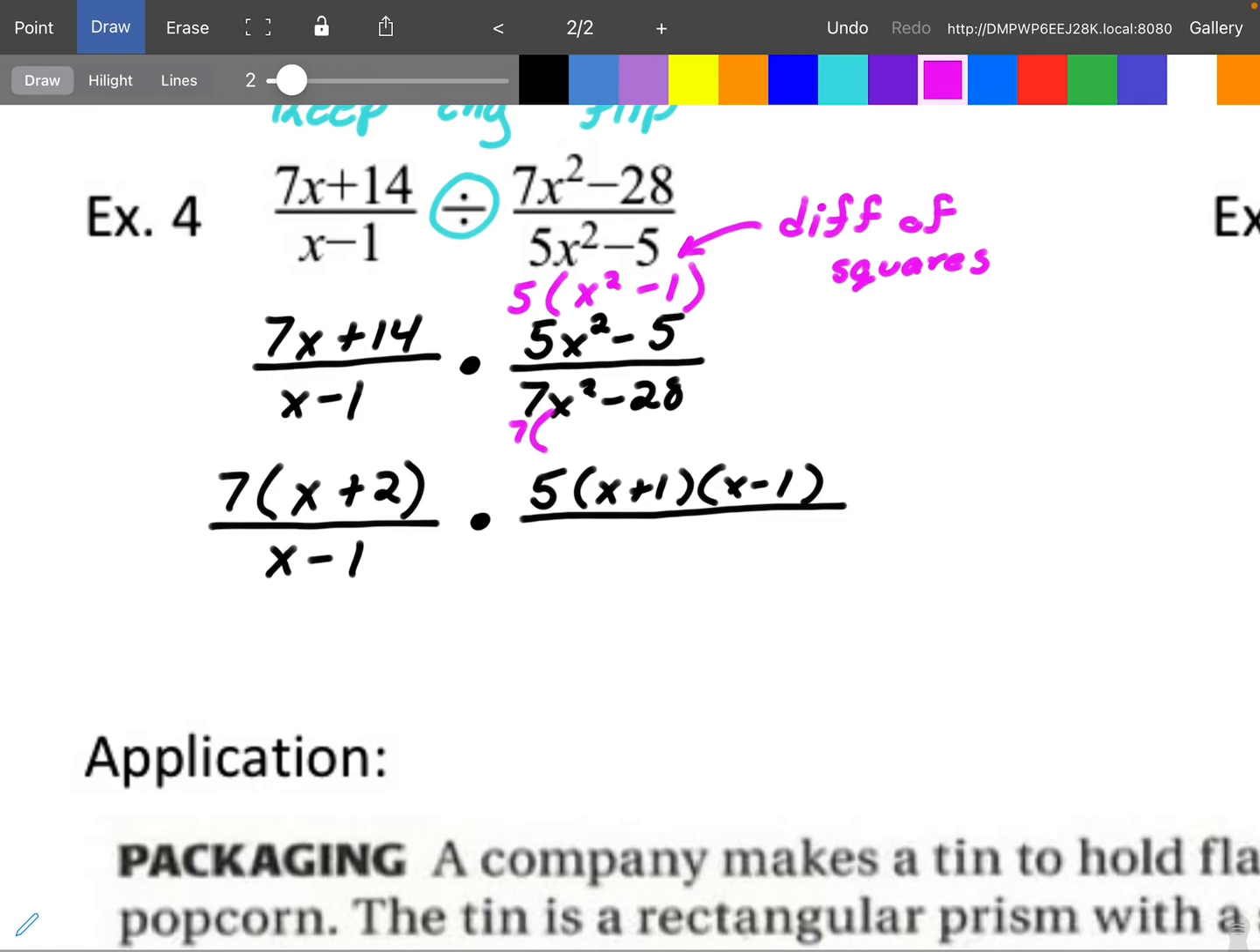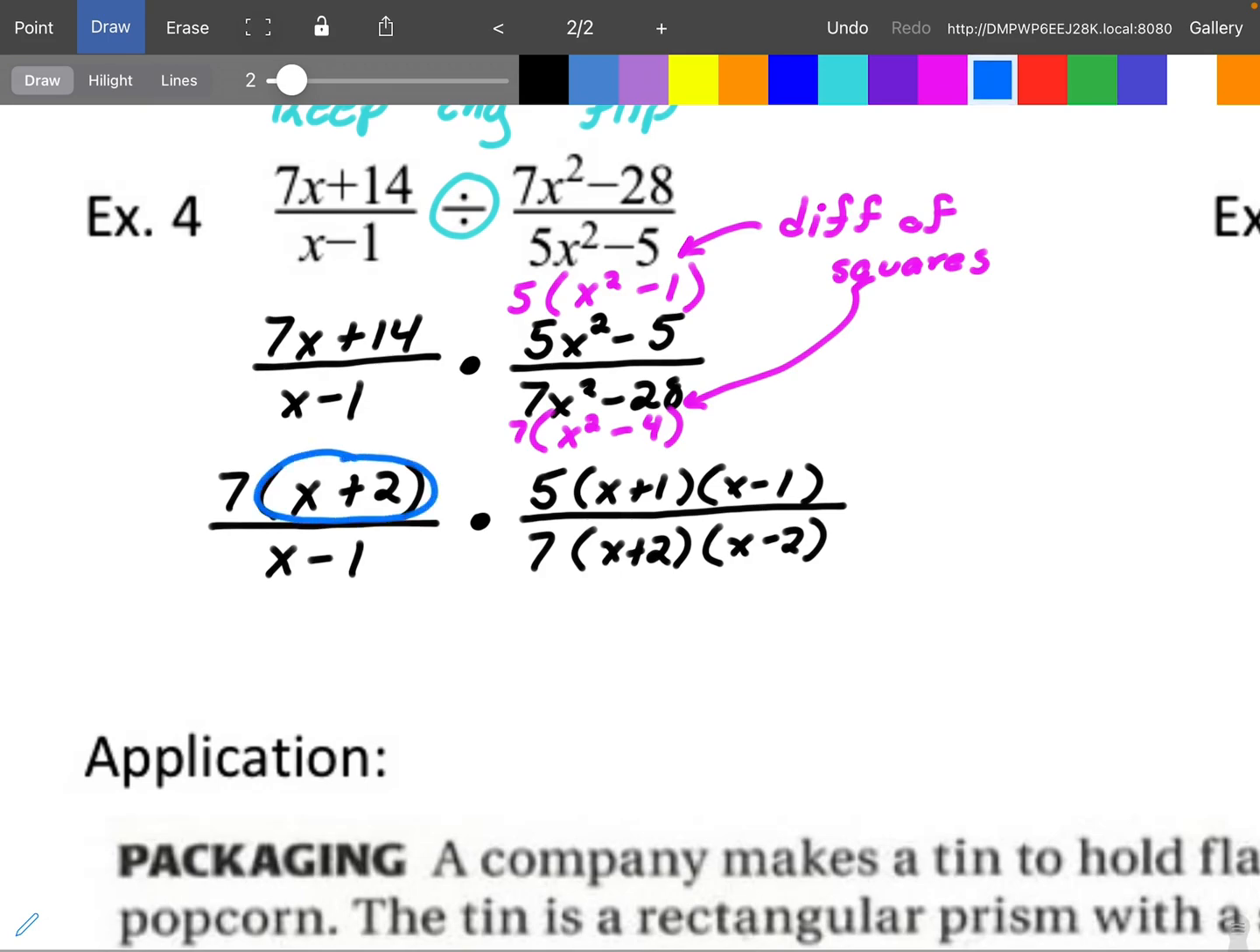I want to take that 7 out, and then if I divide each term by 7, that gives me x squared minus 4, which, what do you know, is another difference of squares. So make sure that you keep that 7 in the front, but then that x squared minus 4 will factor to be x plus 2 and x minus 2. All right, once everything is factored, now I just want to look and see what can I cancel, what can I simplify. So I see that there is an x plus 2 on the top and the bottom, which means those are gone. They divide out to be 1.